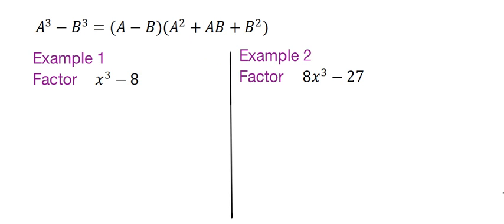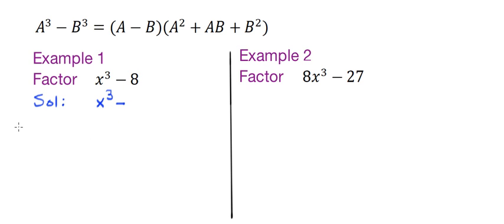For the difference of two cubes first. Example number 1 says factor x cubed minus 8. Solution. First, express this binomial as the difference of two cubes. The first term is a cube already, so we just copy x to the third. The second term is not, so we're going to express this 8 as the cube of some number.